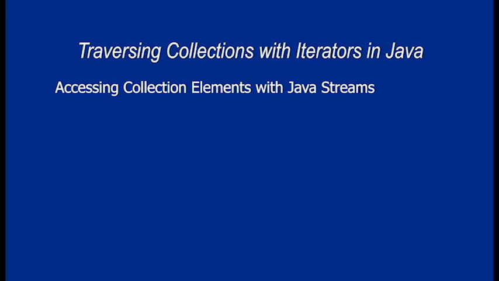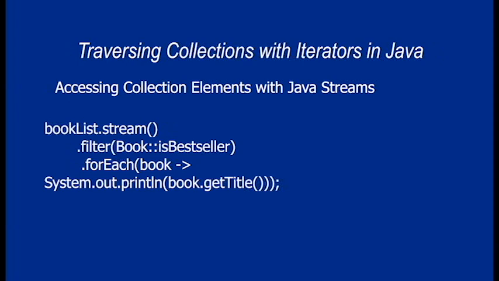Think of a stream as a pipeline where your data flows through a series of operations. Let's convert our previous example to use streams. Notice how concise this is. We call stream on our list, then filter to select only the bestsellers, and finally forEach to print out the titles. This functional style is not only cleaner, but also easier to maintain.